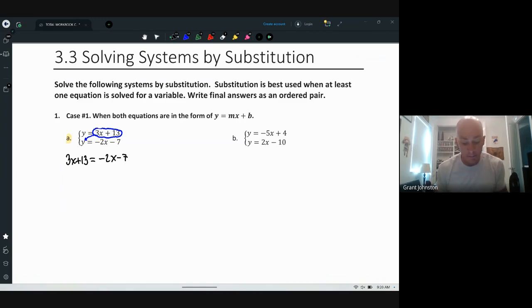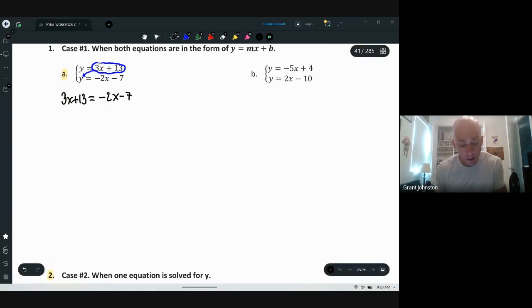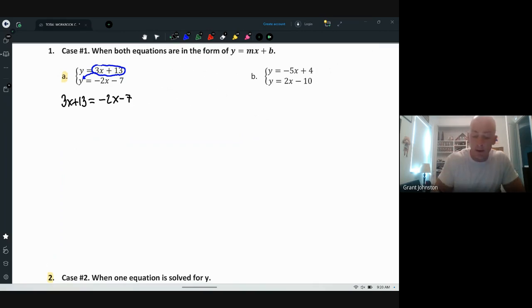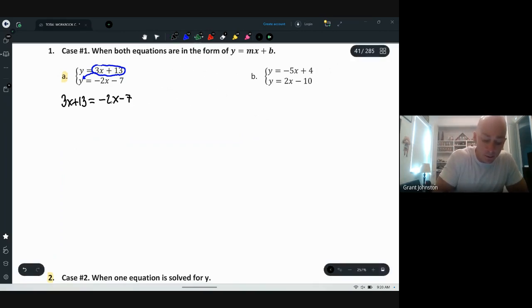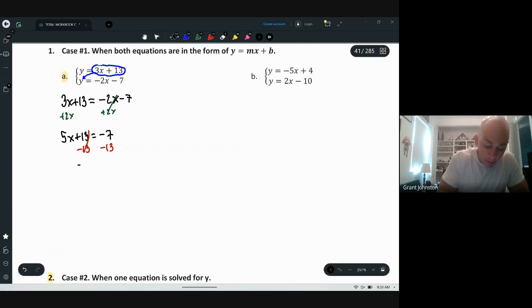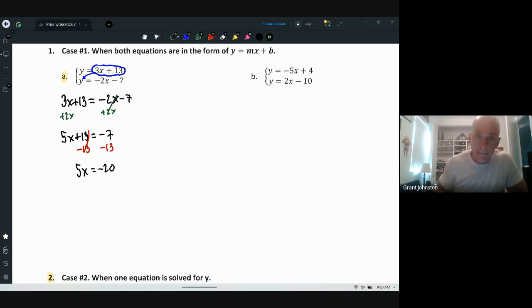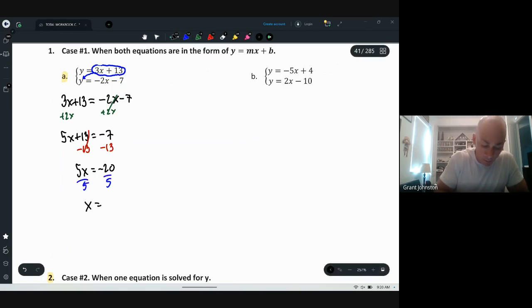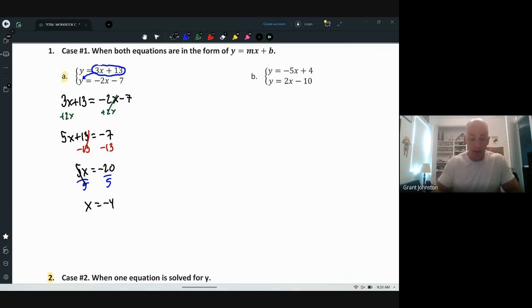So I'm going to solve it. I'll show all the steps. I'm going to add 2x, so this is going to be 5x plus 13 equals negative 7. Then I subtract 13. 5x equals negative 20. And then divide by 5. x equals negative 4.